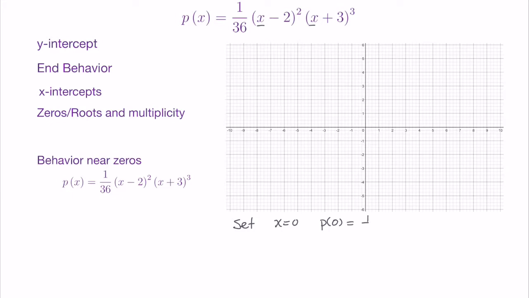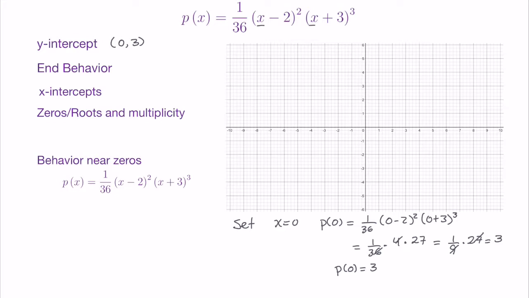So we get 1 over 36 times 0 minus 2 squared times 0 plus 3 cubed. And that is 1 over 36 times 4 times 3 cubed, which is 27. This 4 cancels with a 4 here, leaving us 1 over 9. The 27 and the 9 cancel with this 9, and we're left with a 3. So p of 0 is 3. That means my y-intercept is 0 for x, 3 for y.